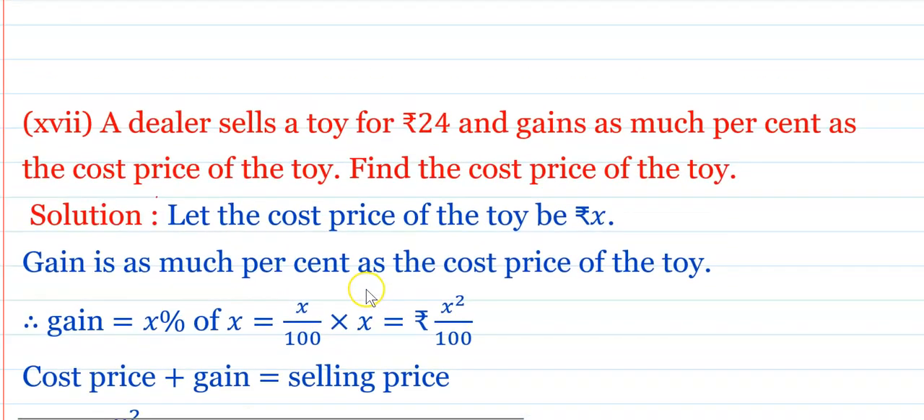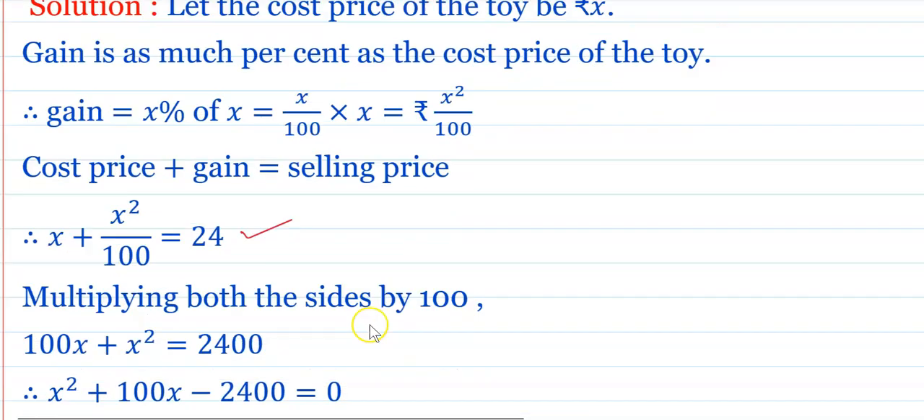See, this is important. What is that? Gain is as much percent as the cost price. This is the important part. That is, gain of x percent of x, means x upon 100 into x is equals to x square upon 100. Cost price plus gain is equals to selling price.